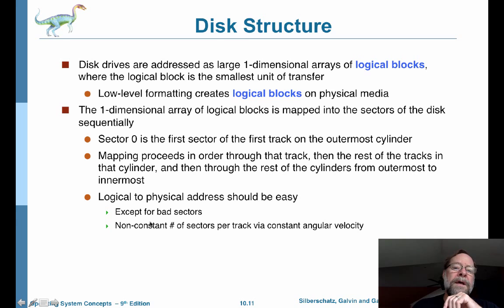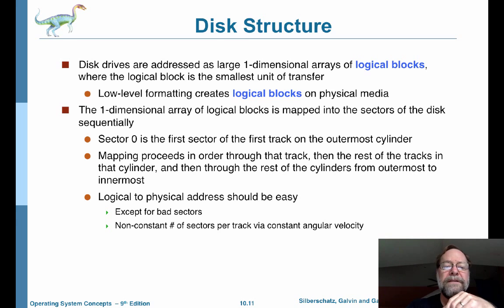Okay, so in terms of how the information on a disk is structured, you basically just want to think about it as a large one-dimensional array of logical blocks, where the block is typically the smallest unit of transfer. A block is typically around 512 bytes. So when you want to access information from a disk, you're going to be pulling it off one block at a time. Low-level formatting of our hard drive is how we create the logical blocks and impose them on the physical media.